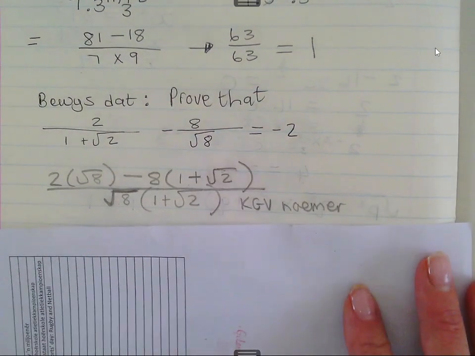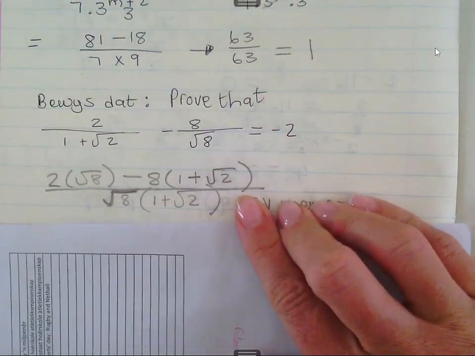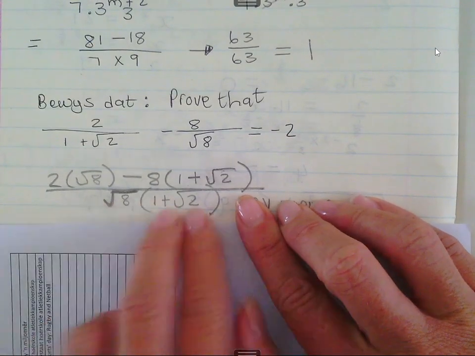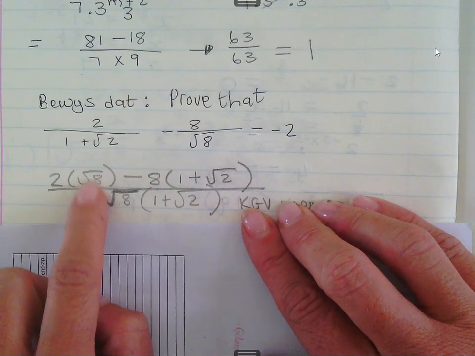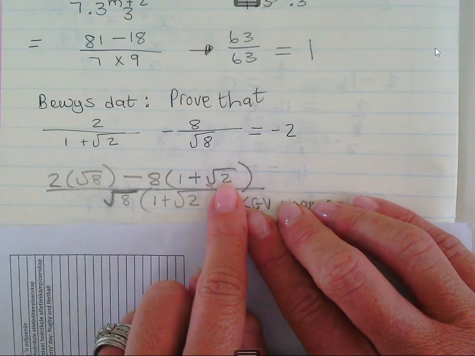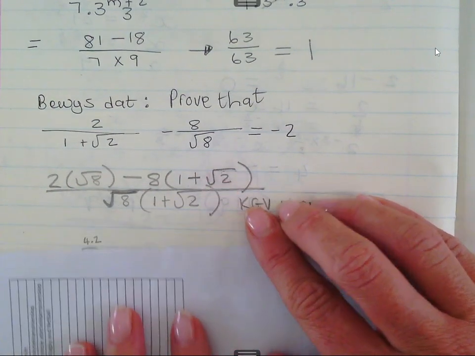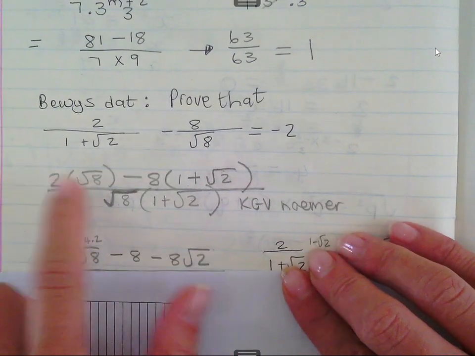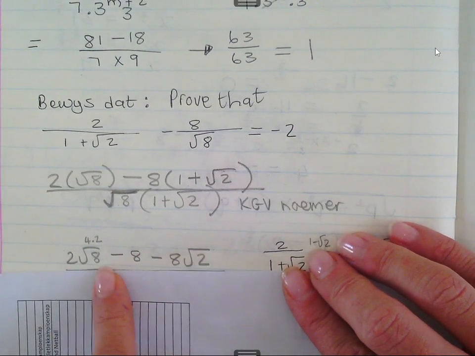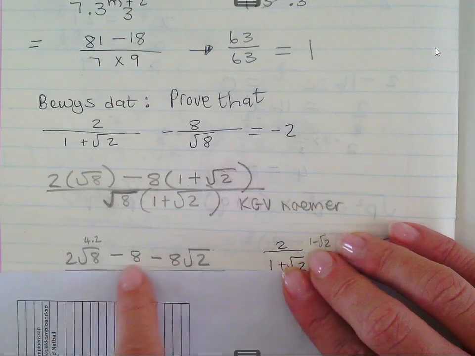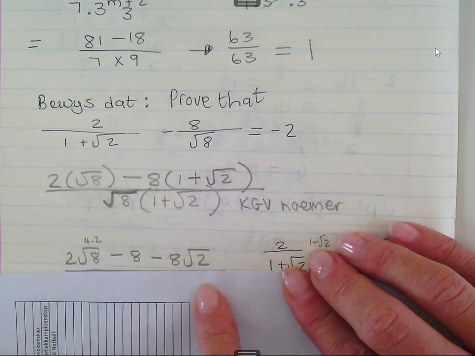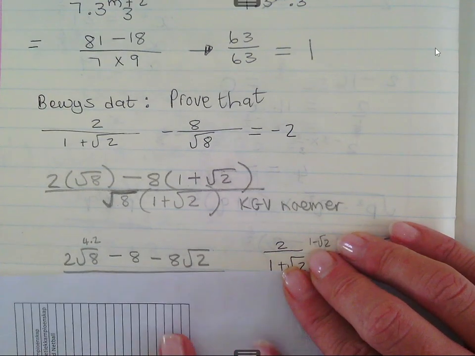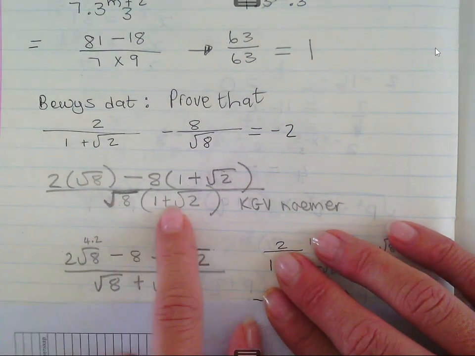Okay, let me show you without rationalizing the denominator. I got the common denominator there. I multiply that one with root 8. I multiply that one with 1 plus root 2. Then it's just simplification. So it's 2 times root 8 is 2 root 8. Negative 8 times 1 is negative 8. Negative 8 times root 2 is negative 8 root 2. Everyone fine with that?